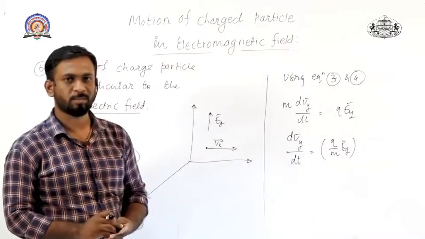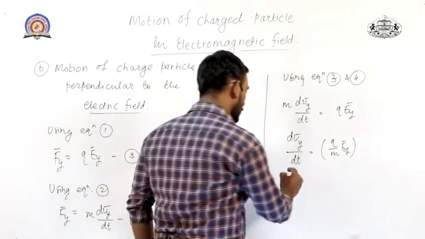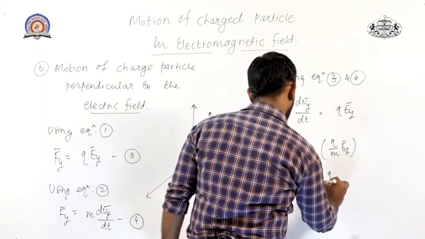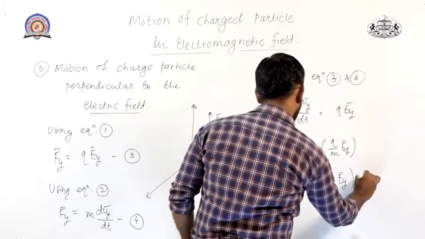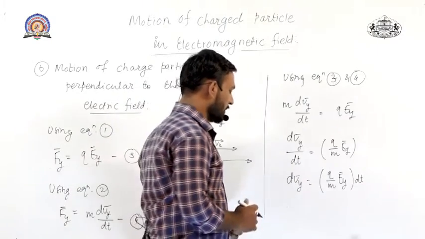So we have to follow the same procedure. How to extract the velocity term? Again, take a derivative. So dv_y/dt is equal to q upon m E_y. I just multiply both sides of the equation by dt, so we get this equation.